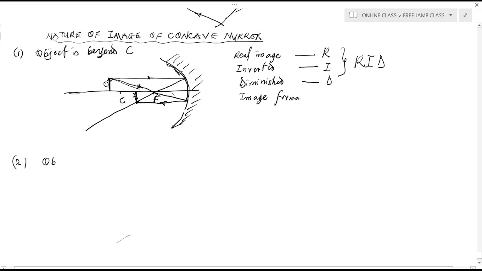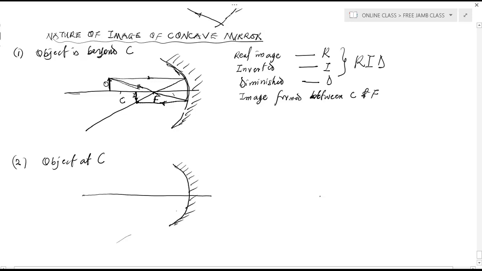Image formed between C and F. You can see that. Another one is object at C. When object is at C, what happens there? So we'll see it now.